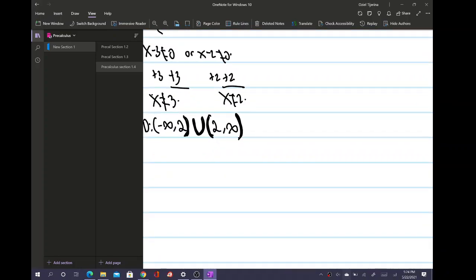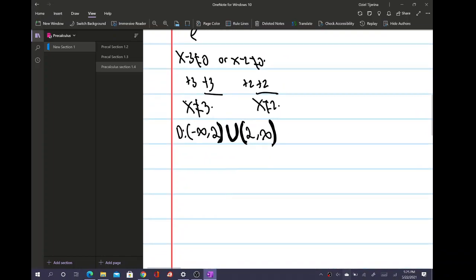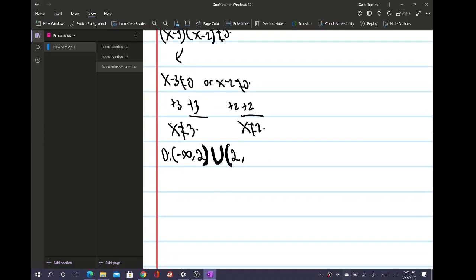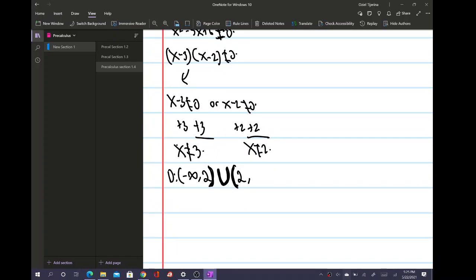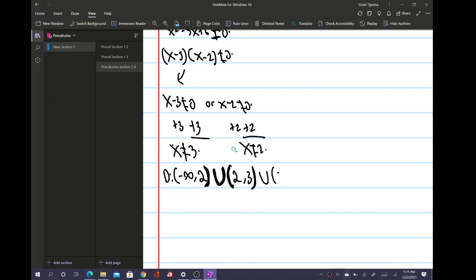Now, one thing that I don't recommend is saying negative infinity to, I don't know, 0, then bracket, union 0 to 2, and then union 2 to infinity. You don't have to do that. Oh, and by the way, actually, hold on. It would be from 2 to 3, and then union 3 to infinity.